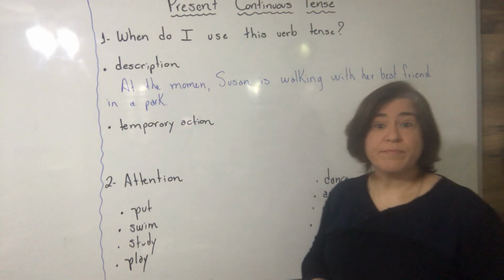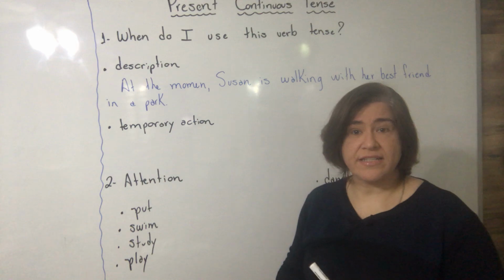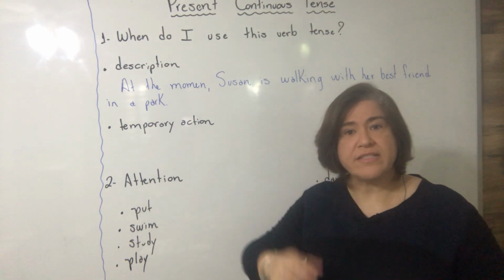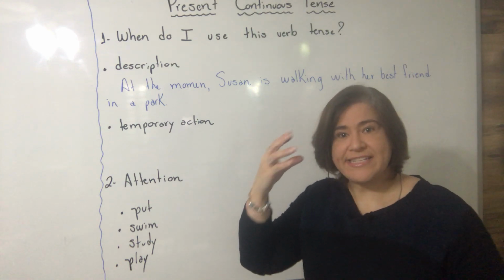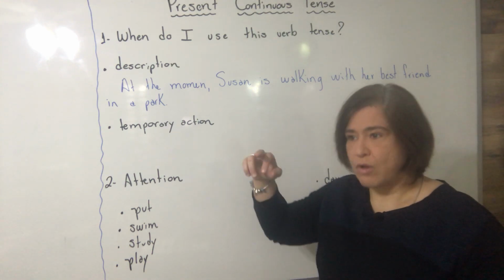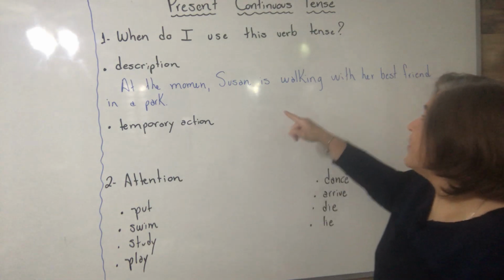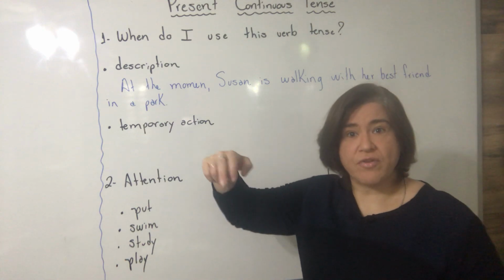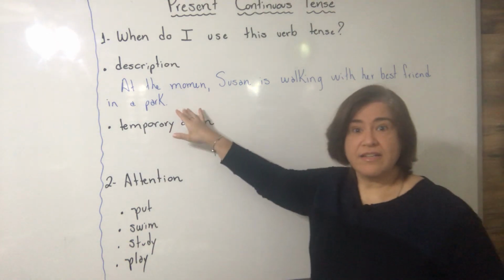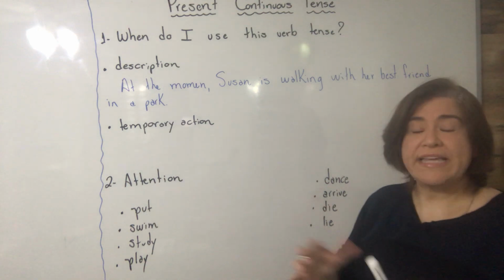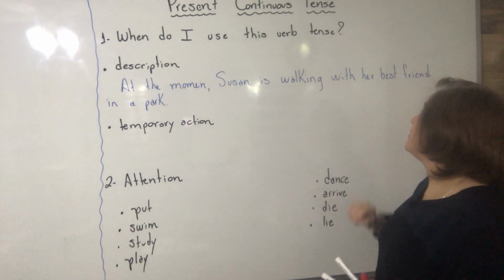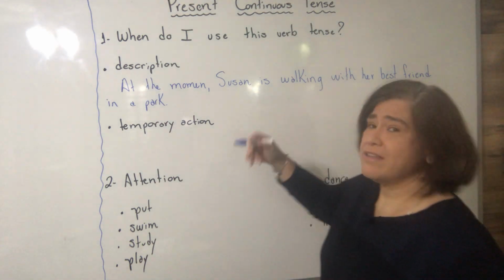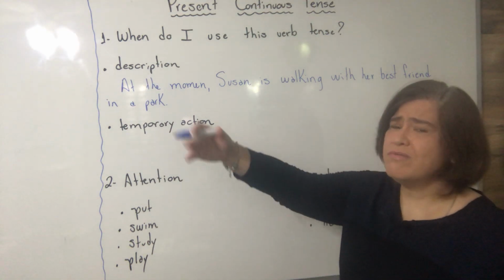Students, this tense is fantastic because I have a complete visual in my mind of Susan. I can really see in my mind Susan walking with her best friend. I can see they are walking. I am describing, okay? And a park. So let's give a description. Susan is walking with her best friend in a park. And I can go longer in description.